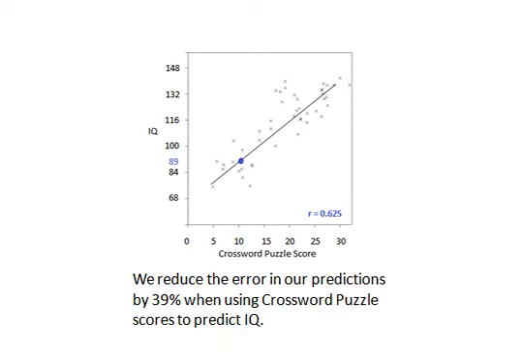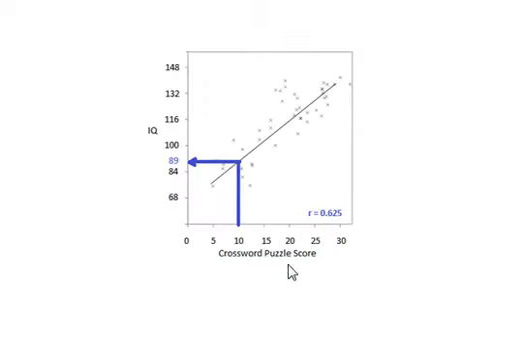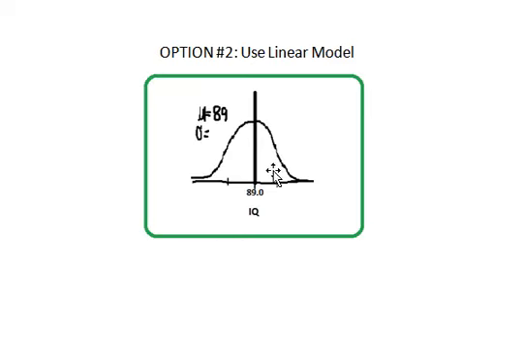So let's return back to our two options. When guessing Greg's IQ, one thing we could do is simply guess the average IQ score. And there's going to be a fair amount of variability. Our variance will actually be 256. Or we can use a crossword puzzle score to predict the IQ. Fairly good correlation here. And if we do that, then we know that yes, we'll still be making some errors, but our errors will be less.